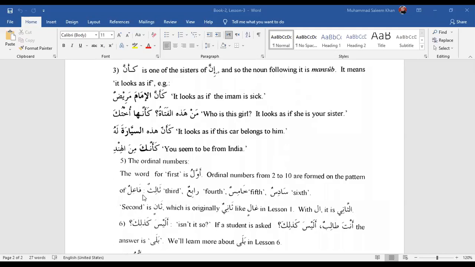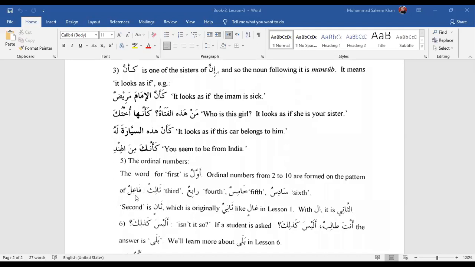So the first one we will say الدرس الأول. For the second one we will say الدرس الثاني. The third one, the one that we are doing now, is الدرس الثالث. And when we do the fourth one, we will say الدرس الرابع, خامس, سادس. So all these ordinal numbers from 2 to 9 will be on the pattern of فاعل.